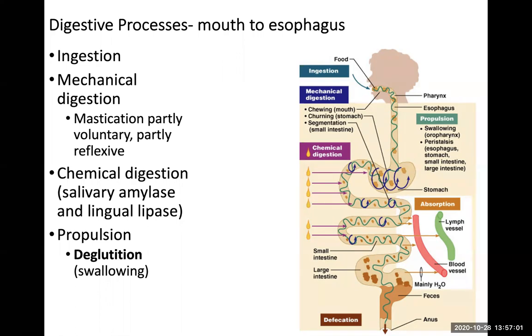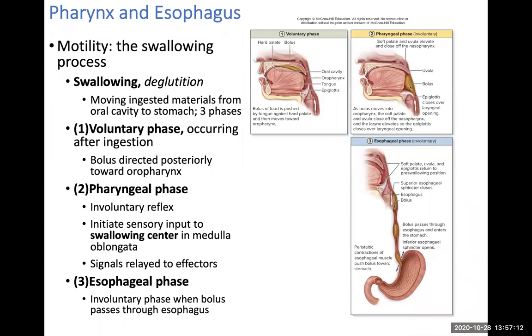Which is the propulsion of the food bolus from the mouth through the oropharynx and the laryngopharynx, through the esophagus and down into the stomach. So we break up the process of deglutition, which is swallowing, into 3 phases. The first we call the voluntary phase because it's voluntary, meaning it's under conscious control, right? This is when you put something in your mouth, consciously swallow it and move it back toward, and then ultimately through the oropharynx. That's the voluntary phase. The other 2 phases, the pharyngeal phase and the esophageal phase, are not voluntary.